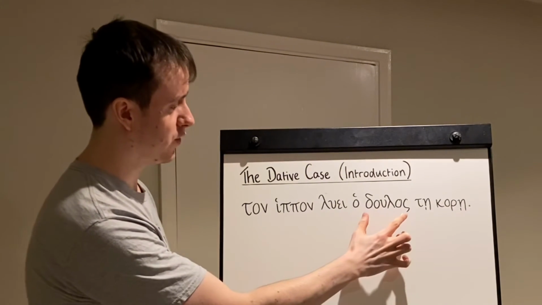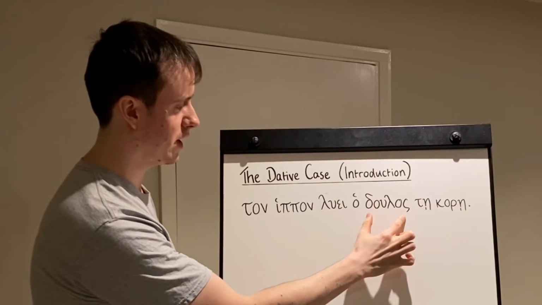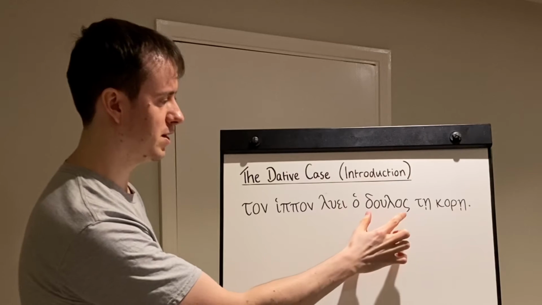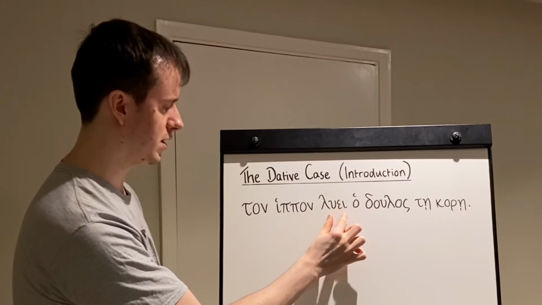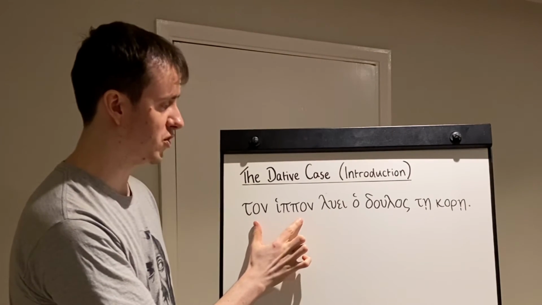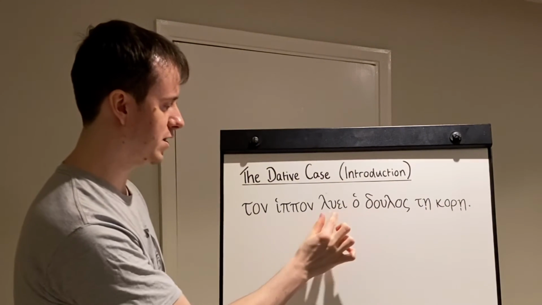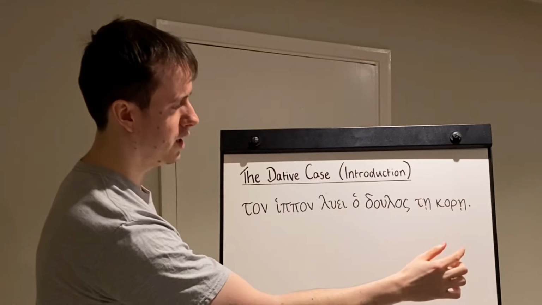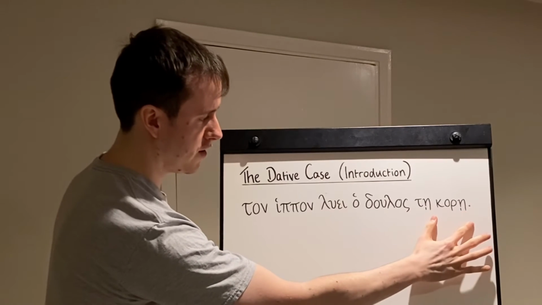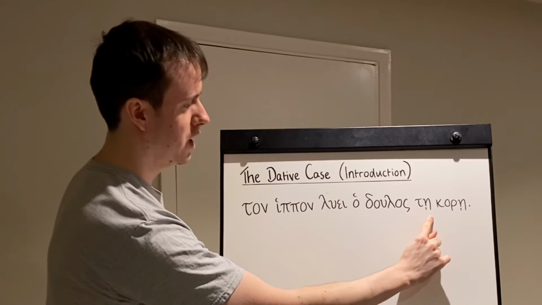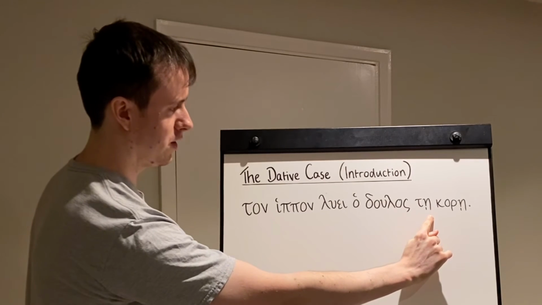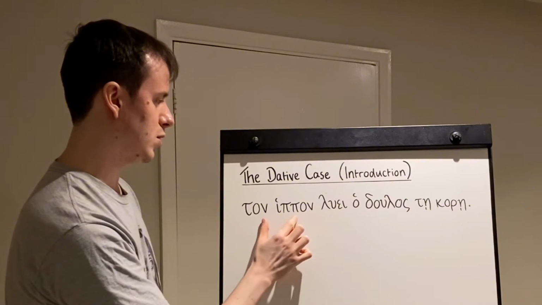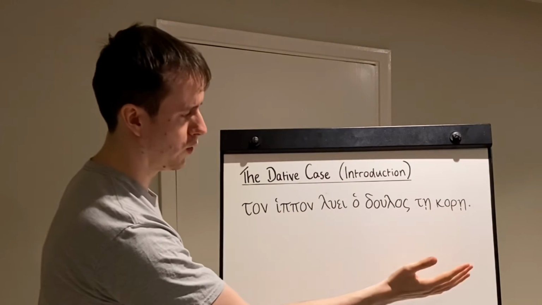And then after that we've got ho doulos. We know the slave is the subject from the definite article, and so we know this means the slave releases, and we know the horse is the direct object, so it's the slave releases the horse. And then tei korei is the girl in the dative. We know it's in the dative from the feminine dative singular definite article, and so this is either the slave releases the horse to the girl or for the girl.